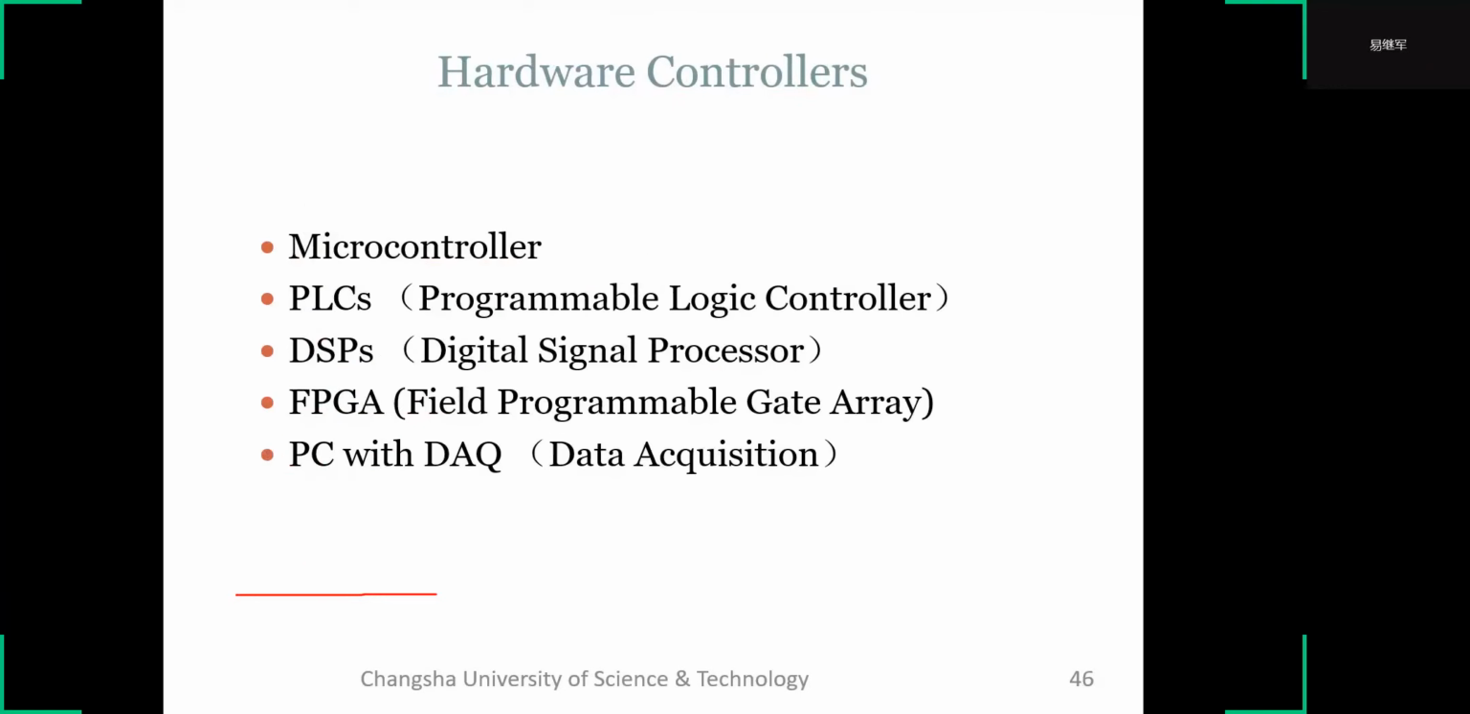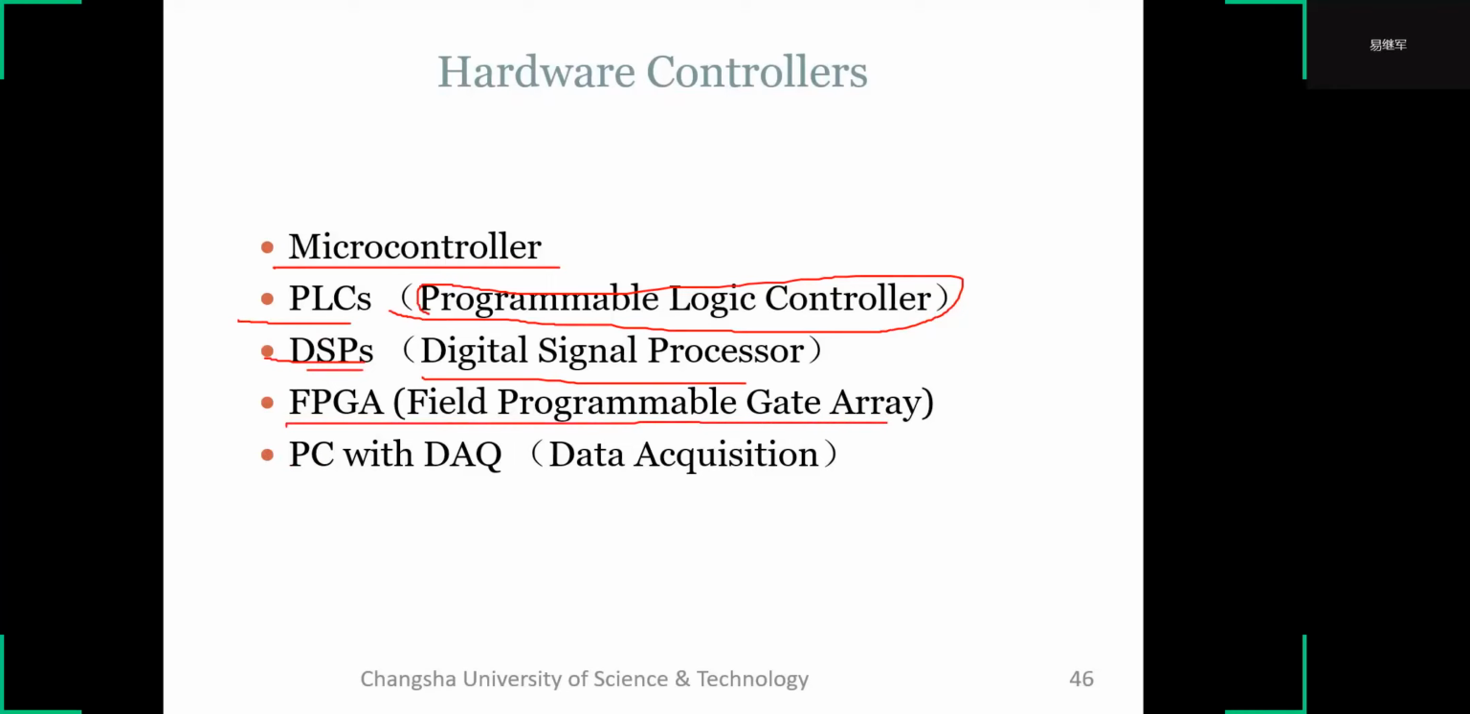This is some hardware controllers. First is a microcontroller, second PLC, which means programmable logic controller, DSP, digital signal processor, FPGA, field programmable gate array, and PC with DAQ, personal computer with data acquisition.